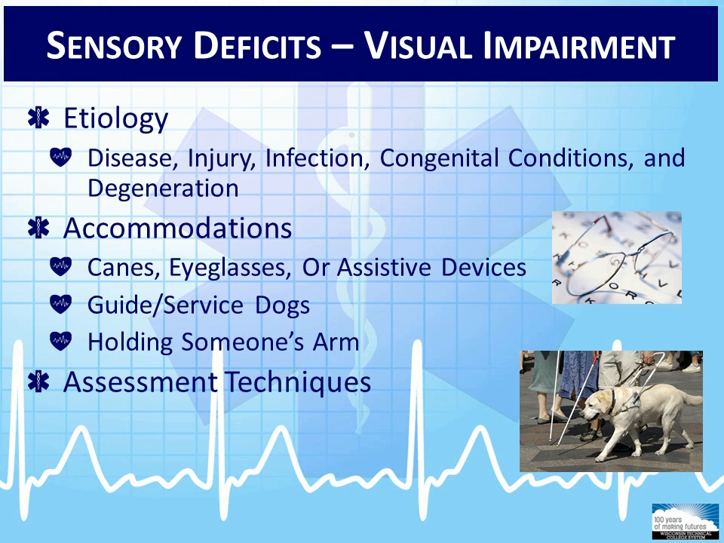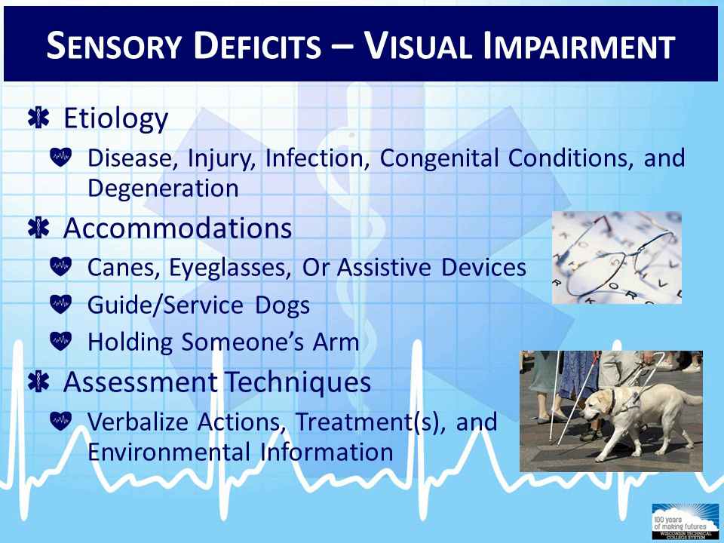When approaching the visually impaired patient, let him or her know you are there and describe what you are doing. Verbalize your actions, treatments, and explain environmental information. Also be sure to bring the patient's assistive devices with him in the ambulance and be certain to leave them at the hospital with the patient.